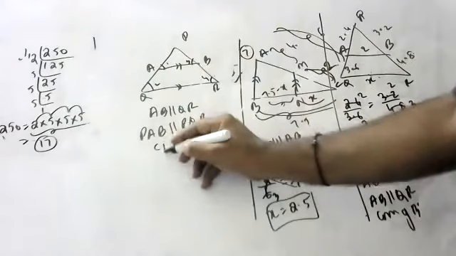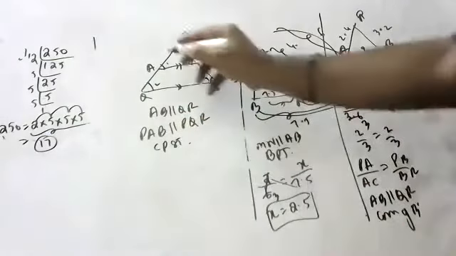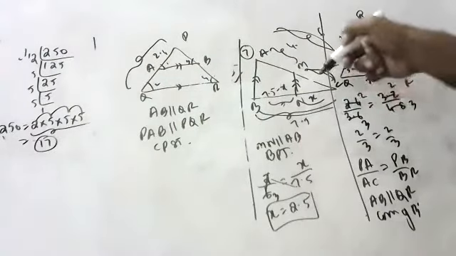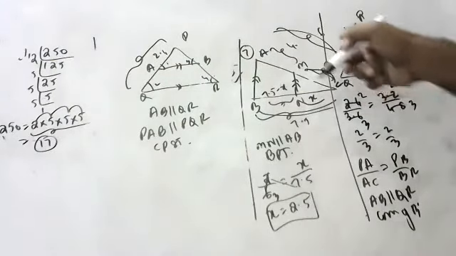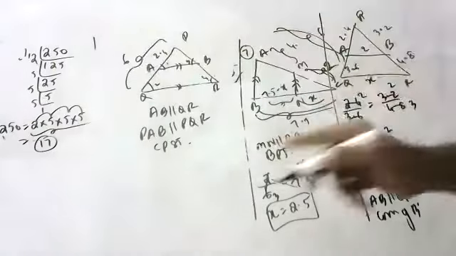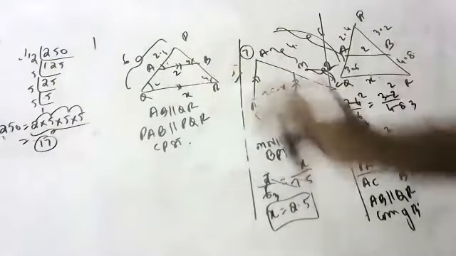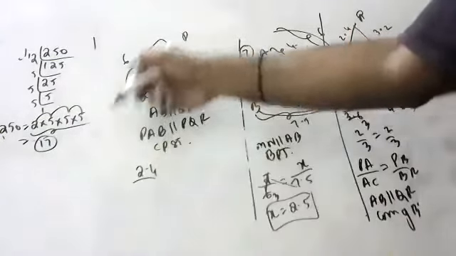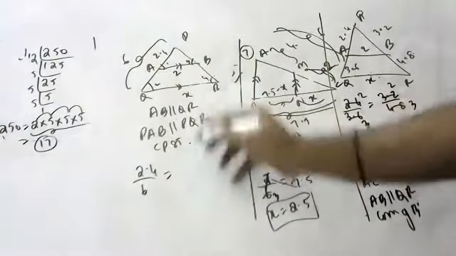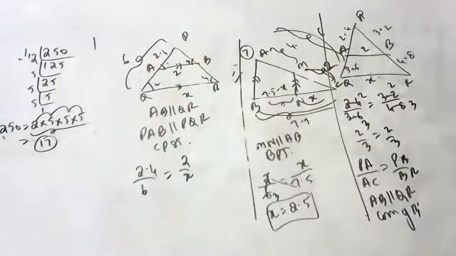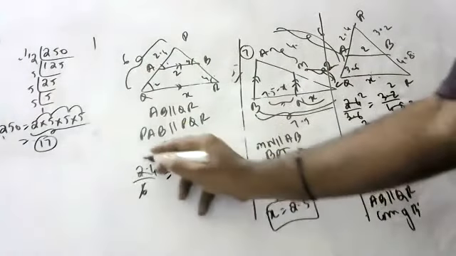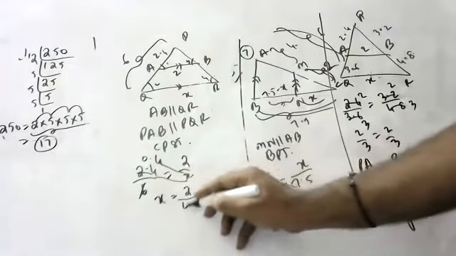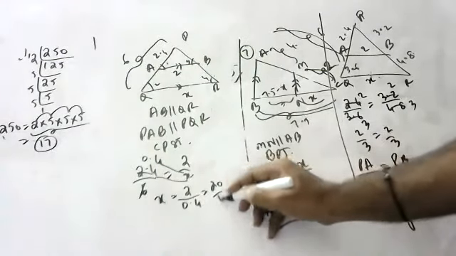Now apply CPST. This is how much, children? 2.4. This is how much? 2.4 plus 3.6, how much? 6. This is 2. This is X. Now apply CPST. 2.4 by 6 is equal to 2 by X. 12 by 2, so 0.4 comes here. X is equal to 2 by 0.4, 20 by 4, that is 5.